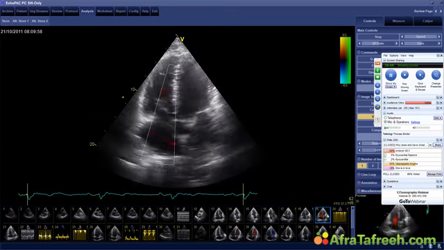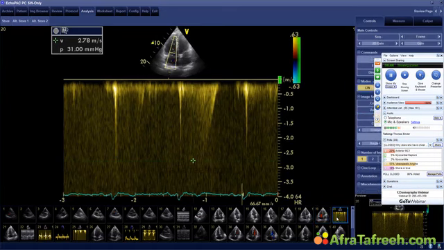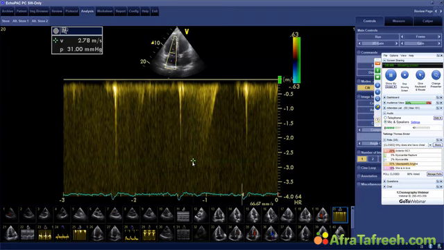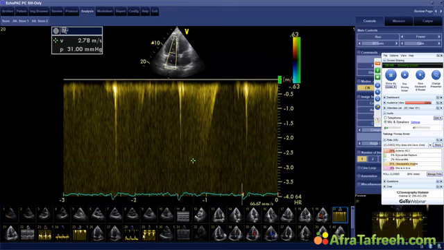Okay, then the question now is, how high is the TR velocity? This is the signal we got. I don't know if this is really the maximum velocity or not. It's very difficult to really get the TR signal because it was very weak, but I measured something like 2.8 meters per second. It might be more, but honestly I don't think it is much more.